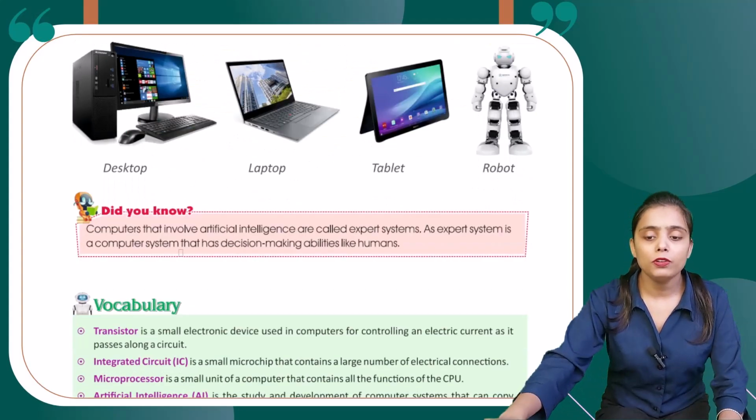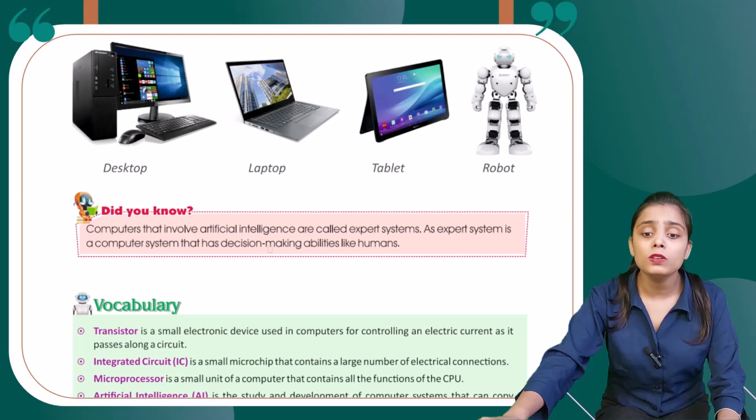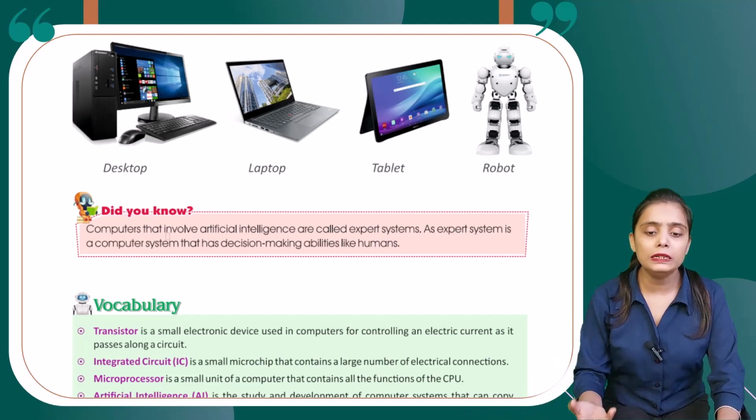Okay, artificial intelligence. Now, did you know computers that involve AI are called expert systems? An expert system is a computer system that has decision making abilities like human.